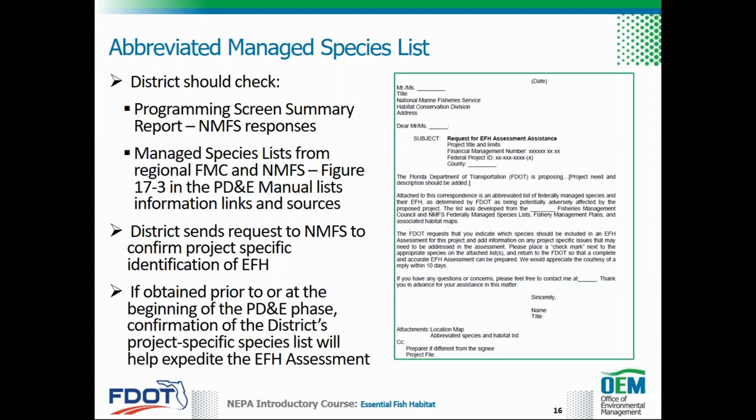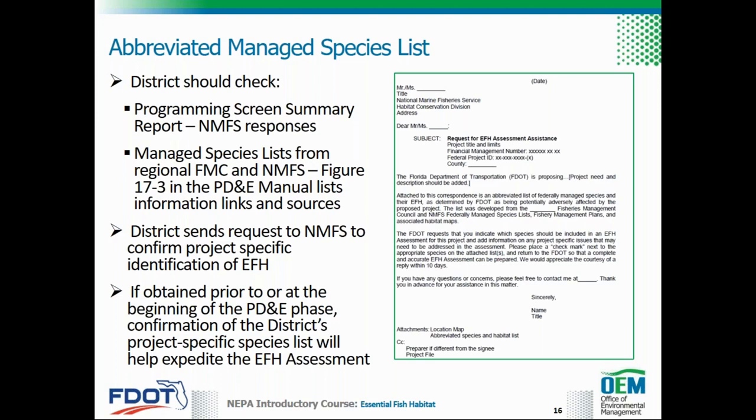The district may need to submit a request to NMFS for a list of managed species that may be affected by the project. This is called an abbreviated managed species list. For projects that qualify for the ETDM process, NMFS generally responds during the ETDM screening with adequate information such that an essential fish habitat assessment can begin.